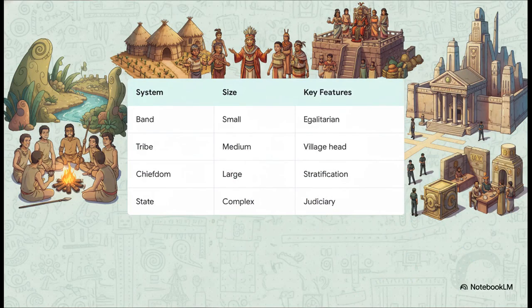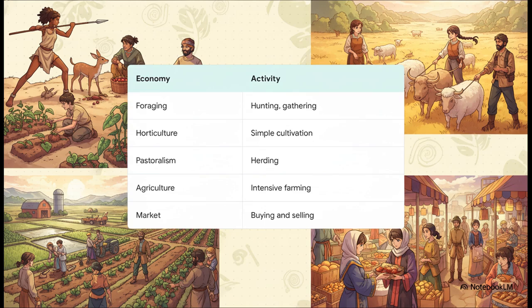Now, as populations grow, political complexity scales up to manage social control. Political systems generally fall into four main categories. First up, bands. These are small, egalitarian foraging groups with basically no formal leaders. Second, tribes, slightly larger cultivator societies that might have a village head. Third, chiefdoms. This is where we start seeing formal status systems and real social stratification. And finally, states, highly complex systems with formal judiciaries, serious law enforcement, and fiscal support. You know, taxes.